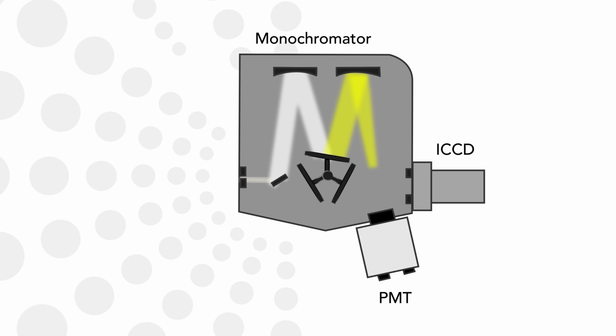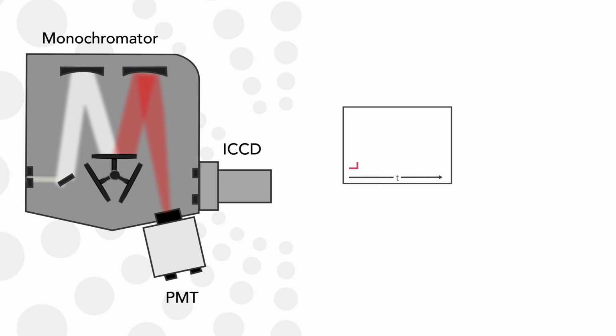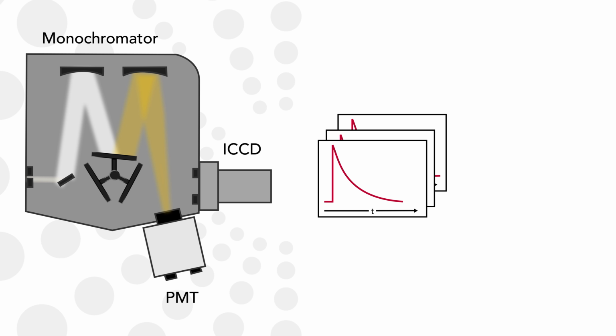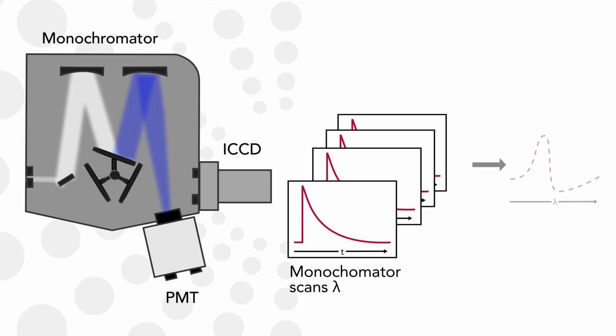The PMT is a point detector, so it detects transient absorption at a single wavelength. It provides a TA decay with high time resolution in a single laser shot. The wavelength can be scanned with the monochromator to obtain spectral information. While this is a very common approach to obtain TA spectra, it is time-consuming.